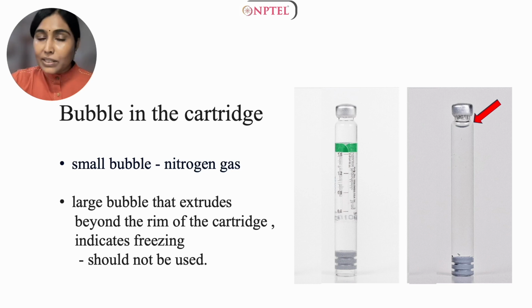Now, there are a few aspects that one needs to observe before using a cartridge. To begin with, a bubble in the cartridge. Now, if you find a small bubble, it is usually introduced during the process of manufacture. These bubbles are composed of nitrogen gas, which are basically introduced into the cartridge to prevent degradation of the vasoconstrictor epinephrine. But if you find a large bubble that extrudes beyond the rim of the cartridge, this indicates freezing, and hence it should not be used.